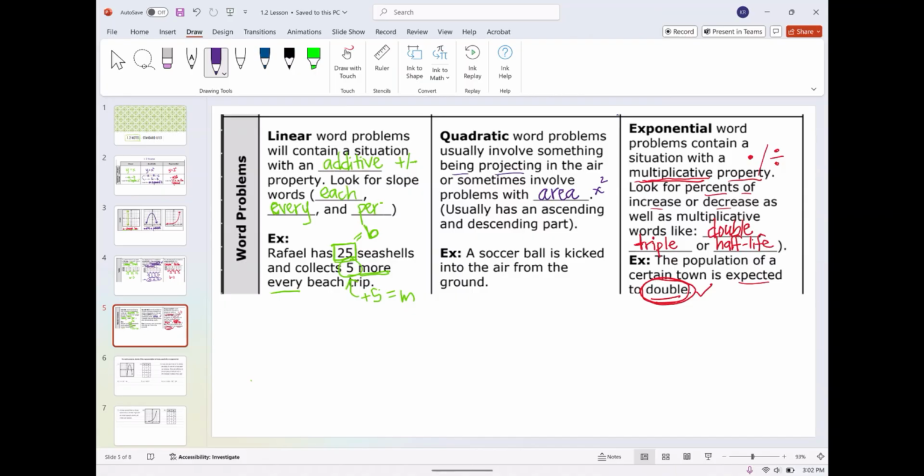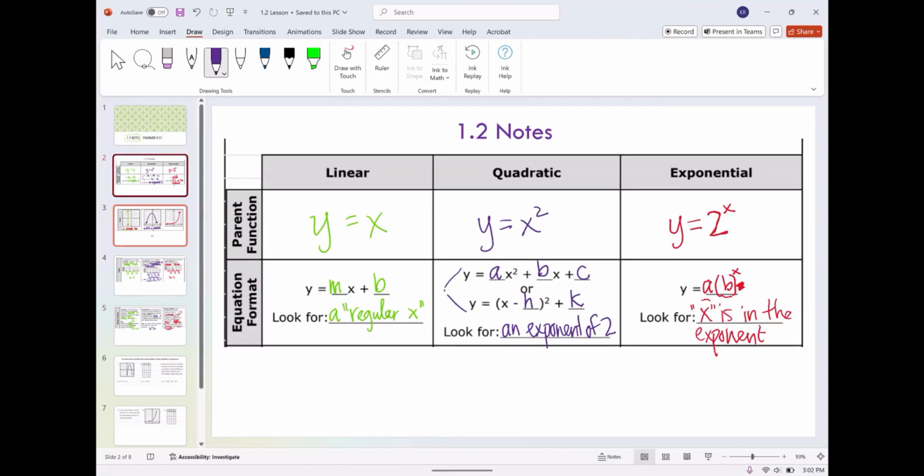Anyhow, so the example here with a quadratic is, if a soccer ball is kicked into the air from the ground. If we were to graph that, the soccer ball starts on the ground, kicks upward, and falls back down. So this would be the path of the soccer ball, and that, folks, is a parabola shape. So that is going to be a quadratic. Anything being thrown in the air or falling from the air, anything like that will be quadratic.